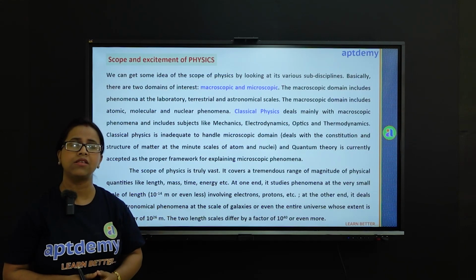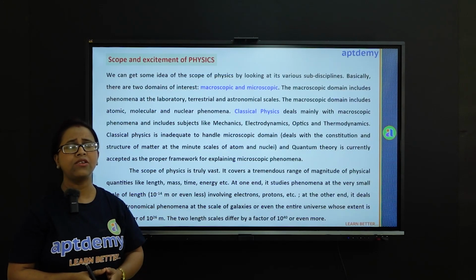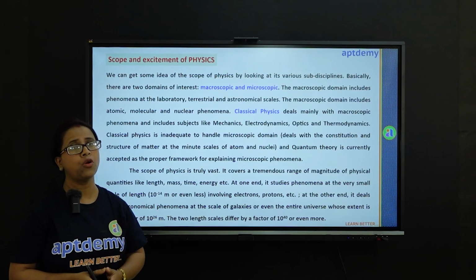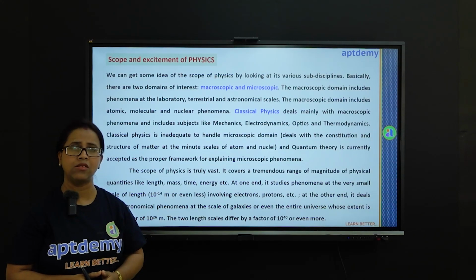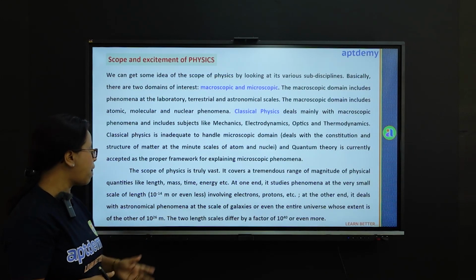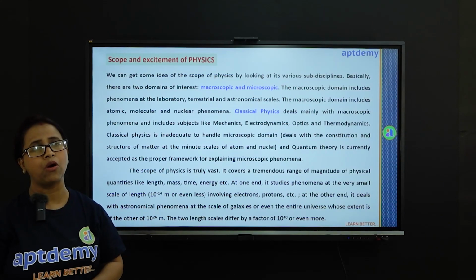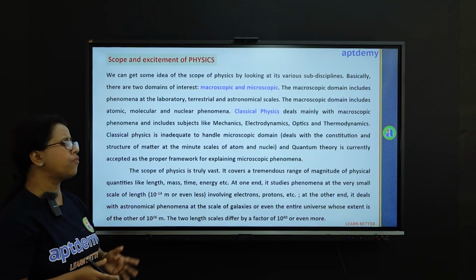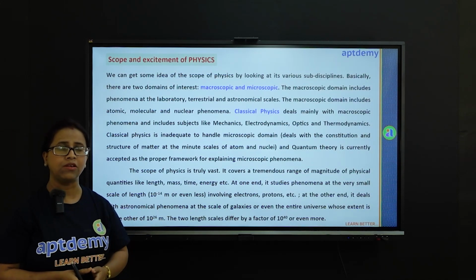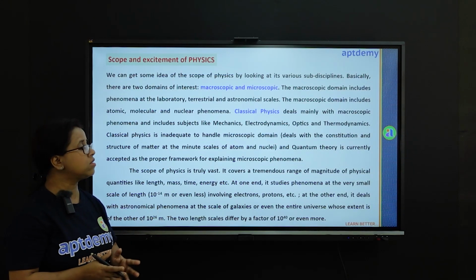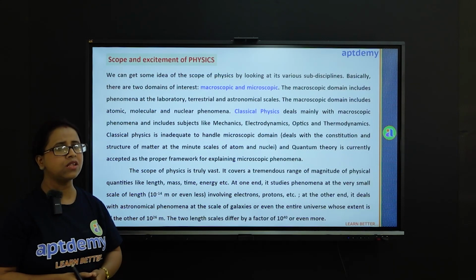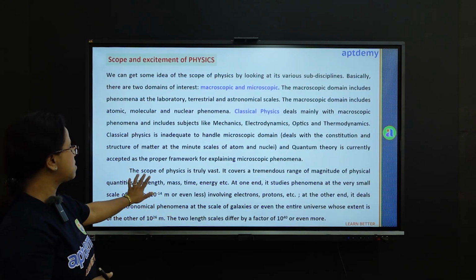At one end, it studies phenomena which are related to very small scales of length, while at the other end, we talk of phenomena which are related to very large scales of length, almost of the order of 10 to the power 26 meters, that is when we are talking about astronomical objects. And regarding the microscopic scale, it's of the order of 10 to the power minus 14 meters. Now when we compare the two scales of length, we see that there is a difference of a factor of about 10 to the power 40 or more. This gives us an idea of the scope of physics.